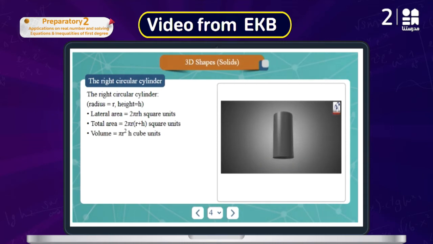The total area of the cylinder is the addition of its lateral area and the area of the two equal circles at the top and at its base. By taking the common factor, it's equal to h plus r times 2 pi r.